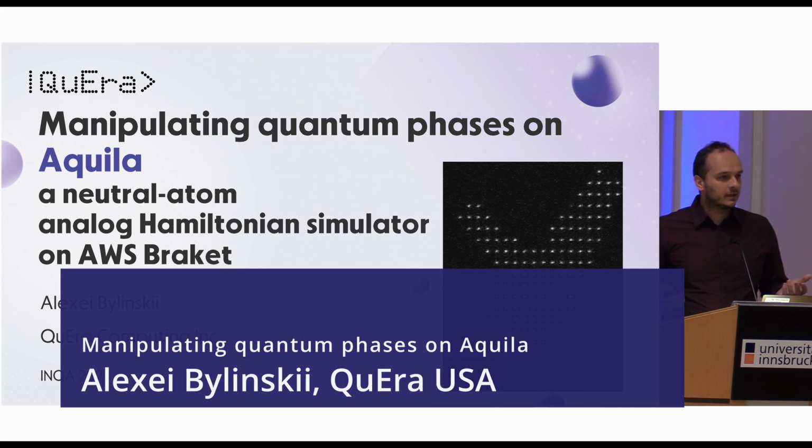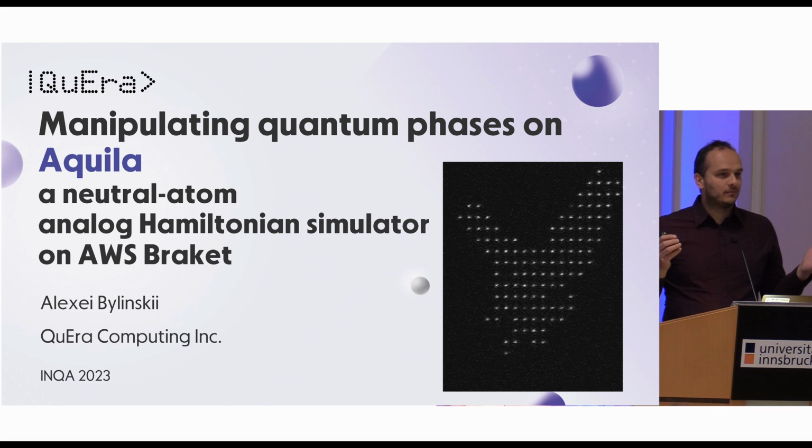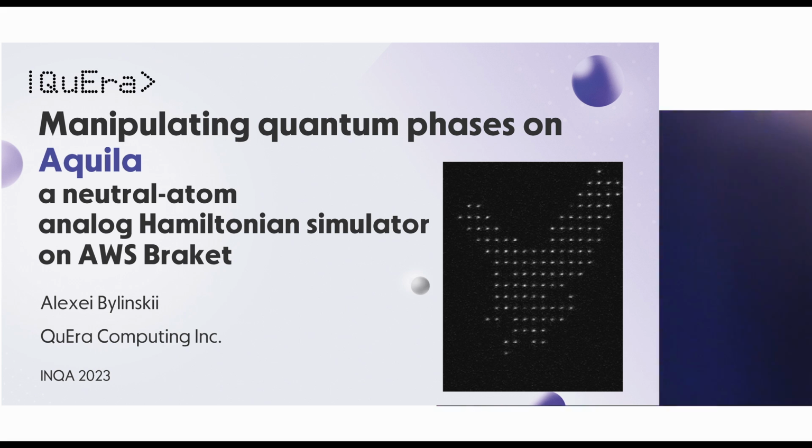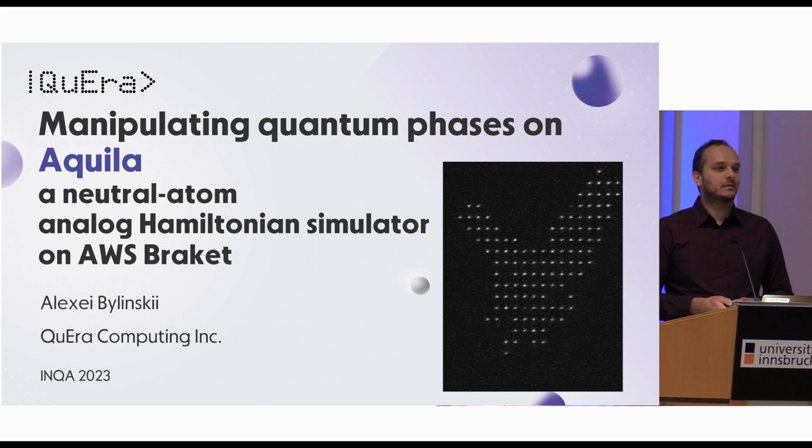I work at QuEra Computing, and at QuEra we build neutral atom-based full-stack quantum computers and make them available for the world to use. Today I will be talking about the particular machine that we have available for the world to use through Amazon Braket. It's a cloud service that has a bunch of different quantum hardware on it. And in particular, Aquila is an analog mode quantum computer. It's a Hamiltonian simulator, so that means that you're programming the Hamiltonian that controls the evolution of the system.